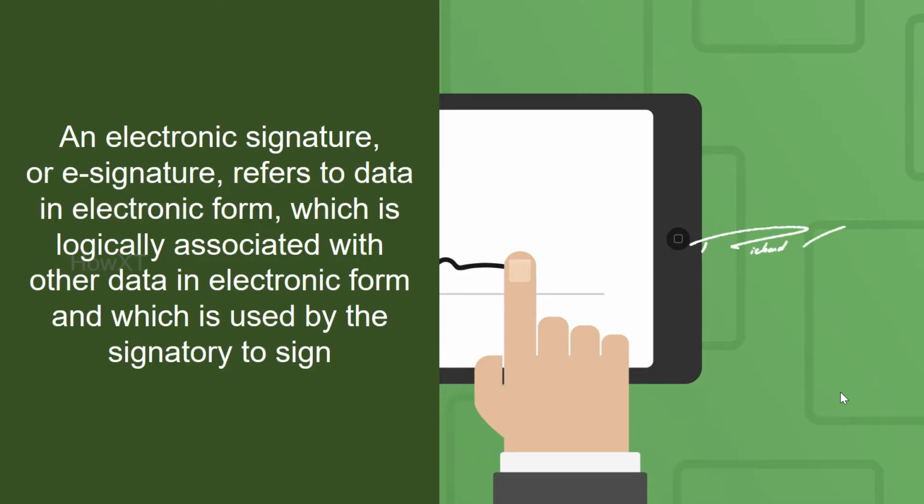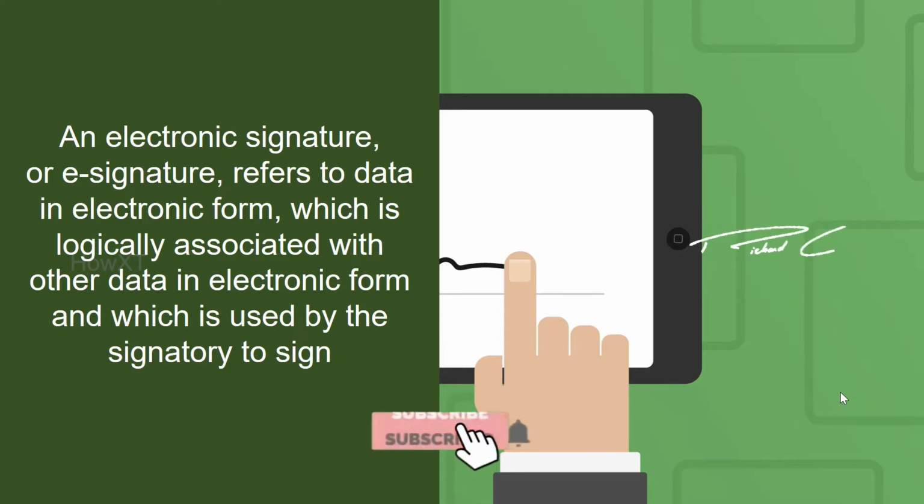Today I would like to share how to create a free electronic signature on mobile. An electronic signature, or e-signature, refers to data in electronic form which is logically associated with other data in electronic form and which is used by the signatory to sign. So this is the definition of an electronic signature.